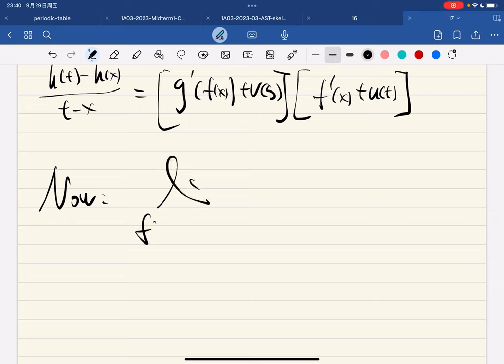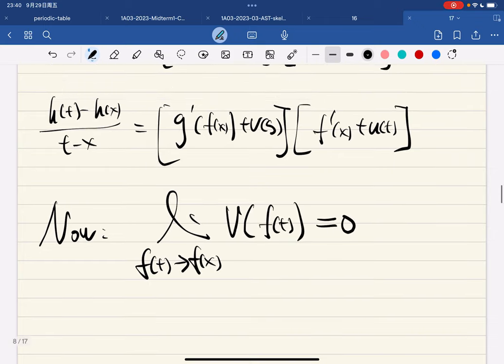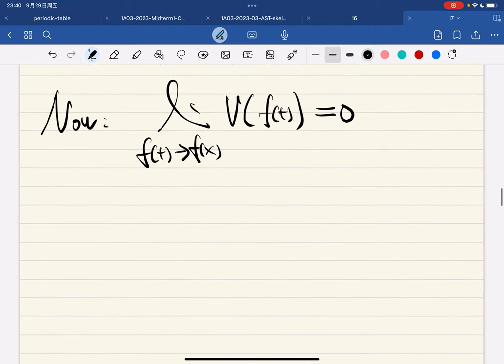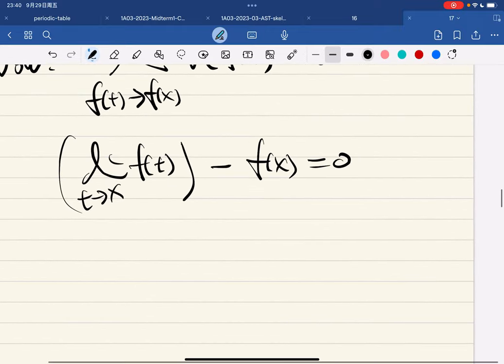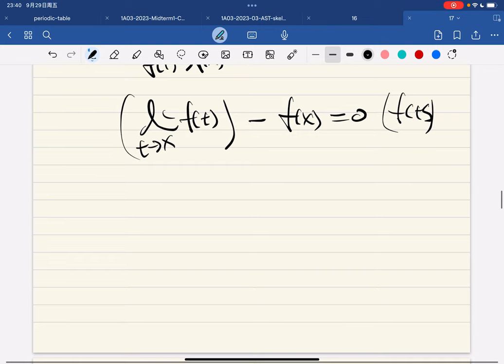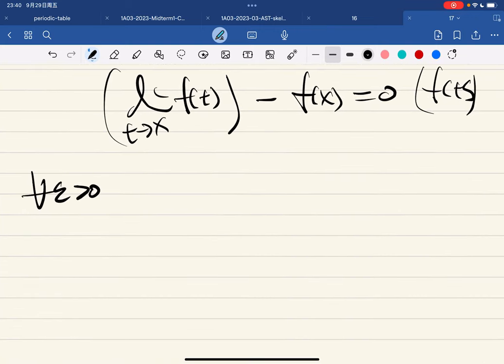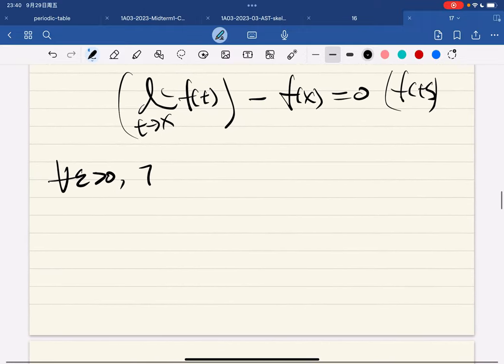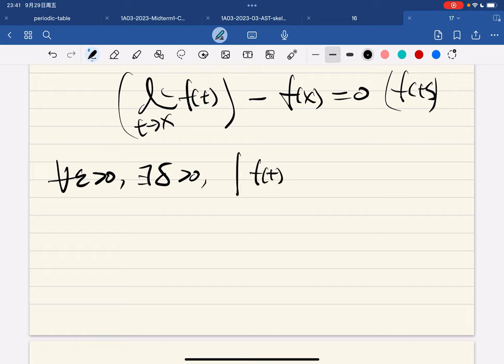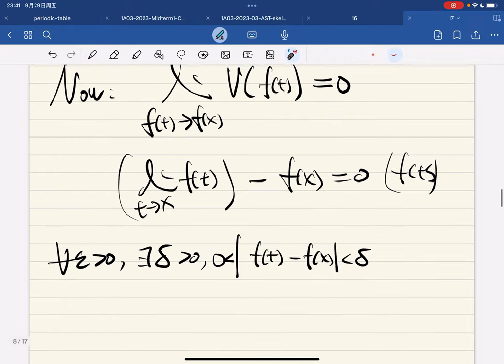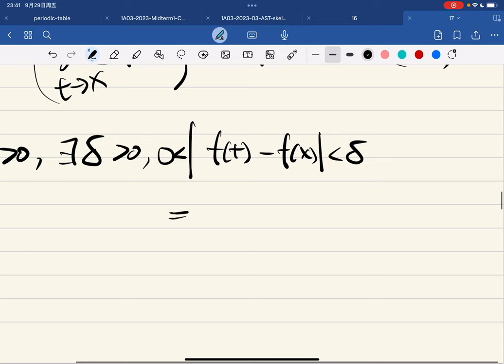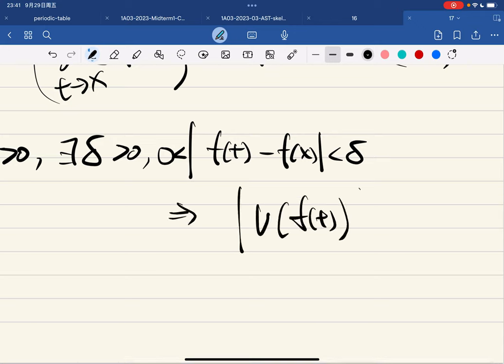So we have that, okay, the fact that this approaches f of x, then we have v of the input is equal to 0, right? And also we have as t approaches x, f of t minus f of x is 0, right? Because f is continuous. Because f is differentiable, then it's continuous, which we proved 5 minutes ago. And now that means that for any epsilon greater than 0, there exists delta greater than 0, such that when the inputs are delta close to each other but not equal to each other, right? This is a translation of this one. This one implies that v of f of t is less than epsilon.